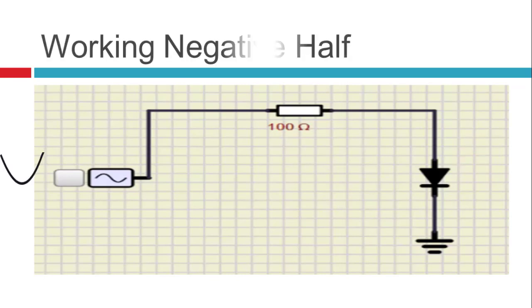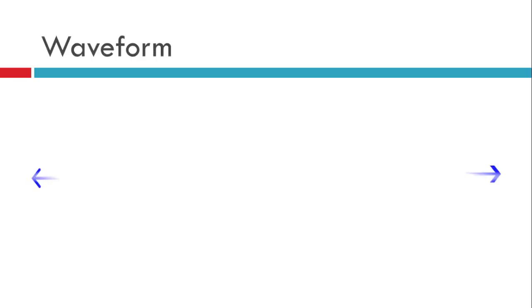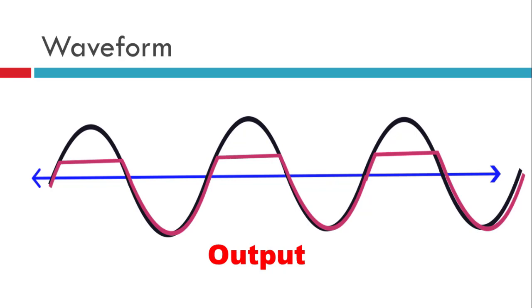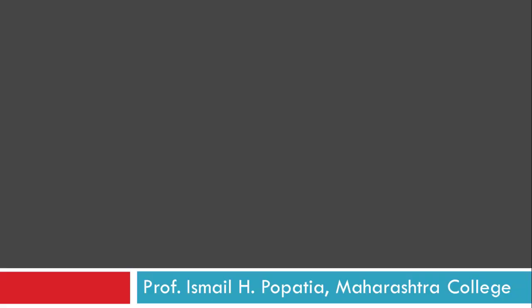Now, during the negative half of the AC, we get the entire wave, because in this case the diode is in reverse bias and the entire voltage comes across the diode. So this is the waveform we are getting. This is the input wave and this is the clipped positive half. Because the positive half of the AC is clipped, it is called the positive clipper.